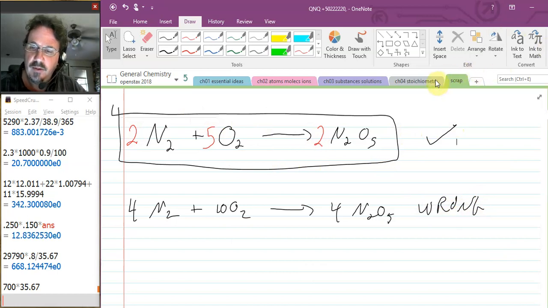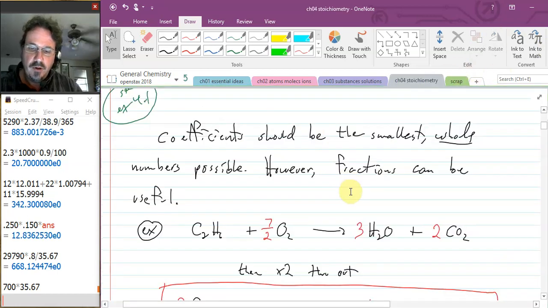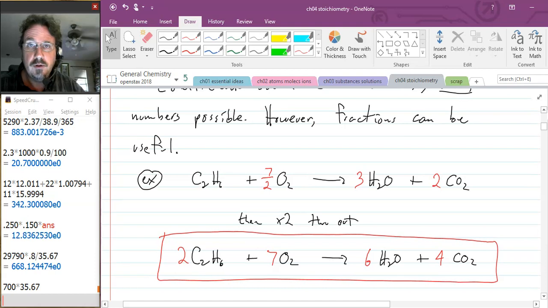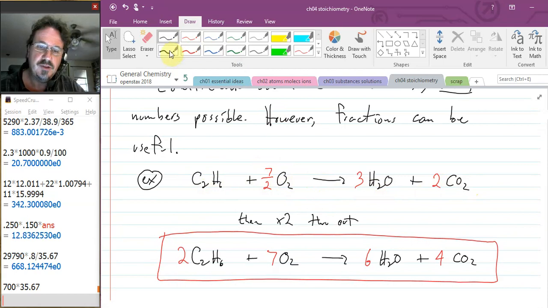Now the other thing that they were talking about with fractions here in the book is sometimes it's useful to use them. So let's look at this. C2H6 plus O2 to give me H2O and CO2. And we've got the 7 halves here. Let me demonstrate where that comes from.